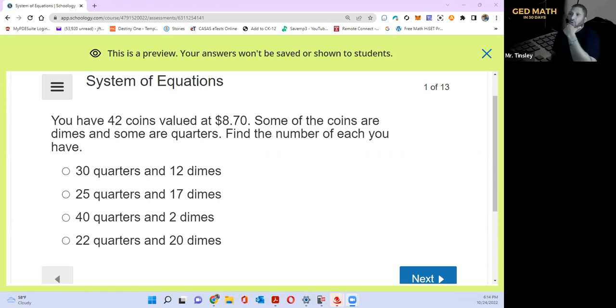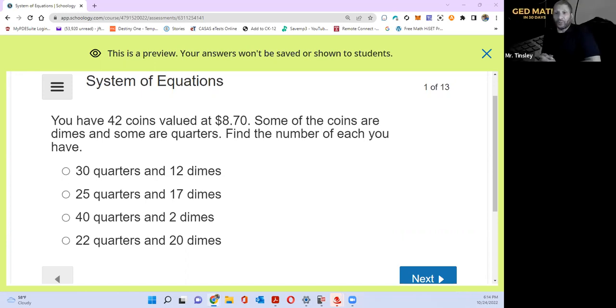You have 42 coins valued at $8.70. Some of the coins are dimes and some are quarters. Find the number of each you have. What? How do you even solve this problem? Well, this is what you do.